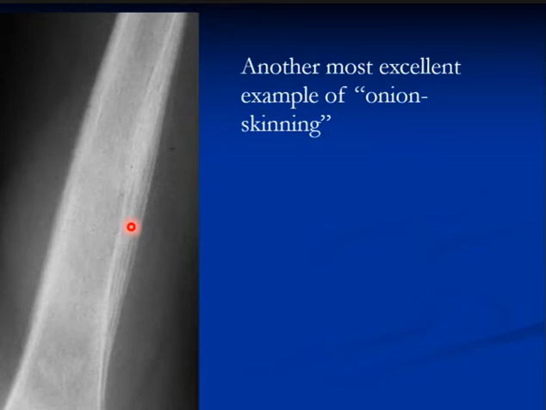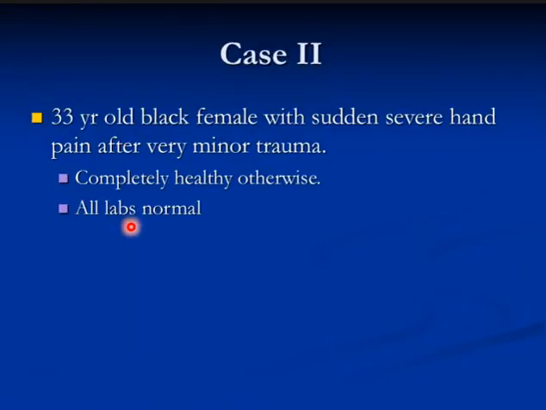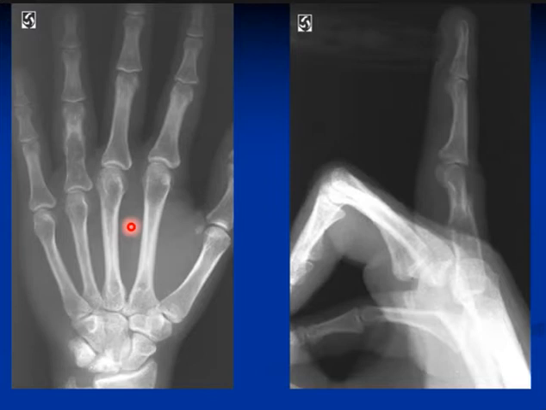So let's go to the second case. Second case, here we have a 33-year-old black female, sudden severe hand pain after very minor trauma. She's completely healthy otherwise and all her labs are normal. So let's do an x-ray of her hand and see what's going on. So this is an easy case. Let's see who is one of the primaries.